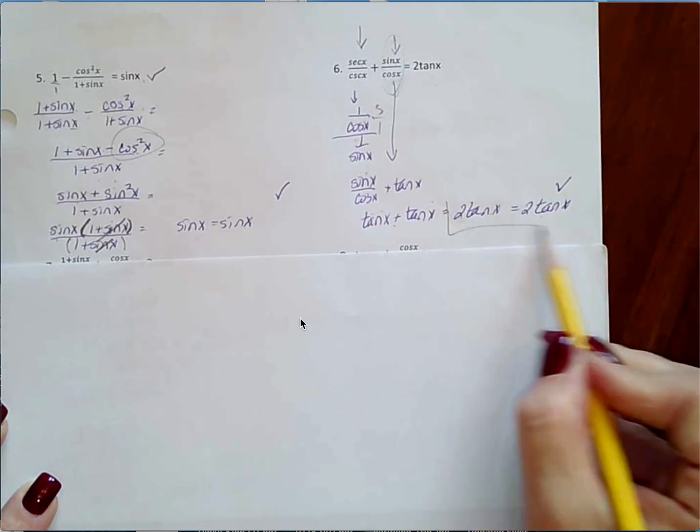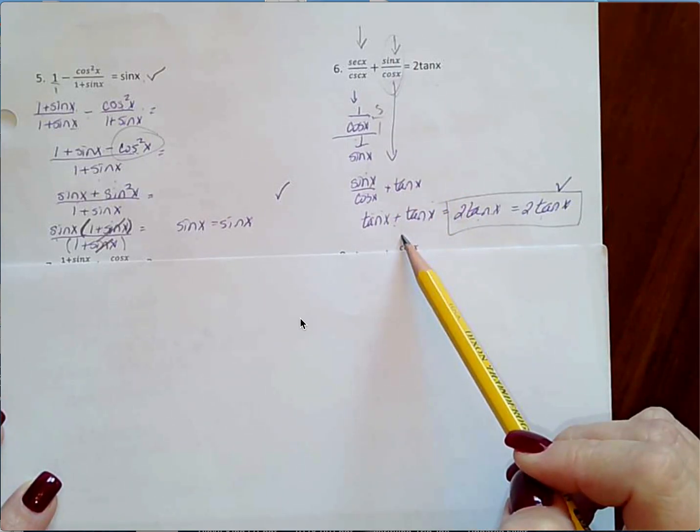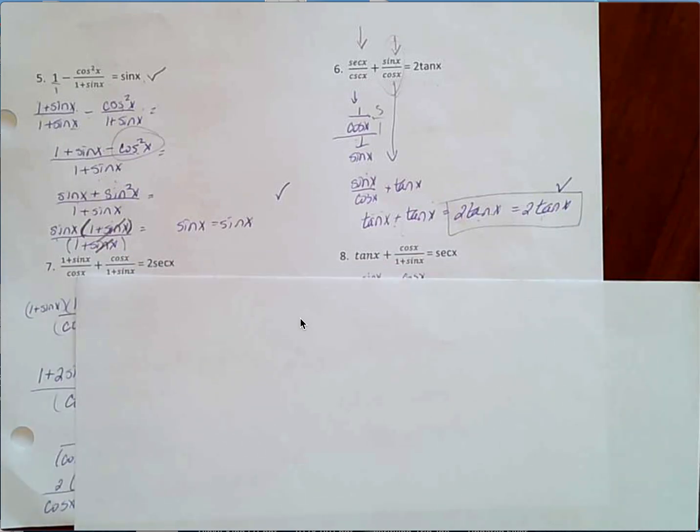So I always want to kind of make the thing equal to itself, because it's as if I'm completing the left-hand side and it's finally equal to the right-hand side. Okay, 7 and 8.